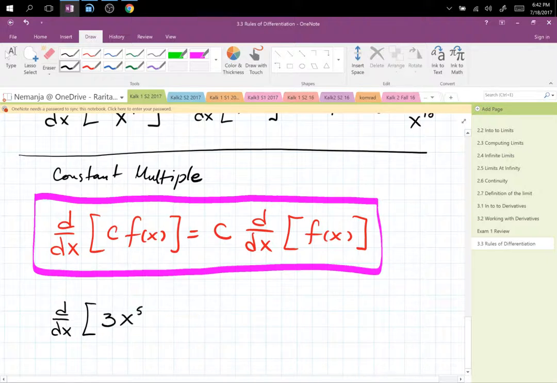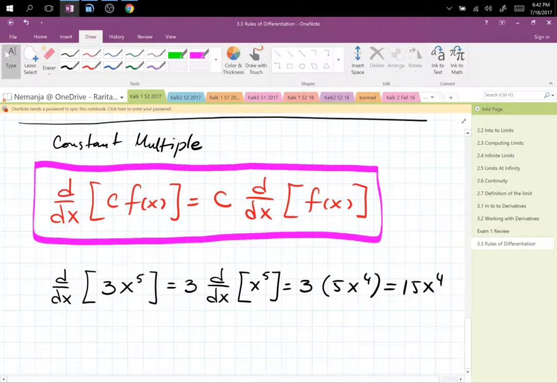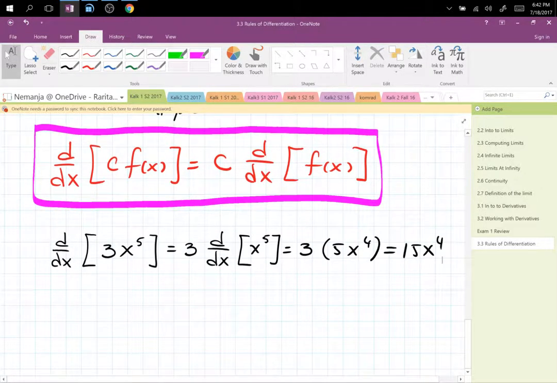So 3x to the 5. By this rule, I can kick 3 outside and just take the derivative of x to the 5, which is 3 times 5x to the 4th, which eventually gives me 15x to the 4th. Now, what you are going to do in the future is you will probably just say, oh yeah, 5 times 3 right away, skipping all of these steps in this work. But again, as I said, this takes time.